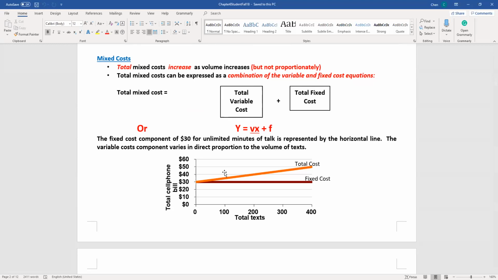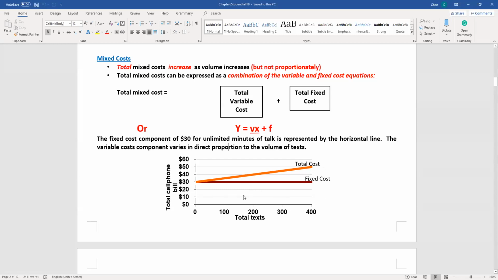So for example, there's a cell phone plan where the fixed cost is $30 for unlimited talk, but you have to pay extra if you send texts. So this is a fixed cost of $30 you pay, and if you don't send any texts, then your total cell phone bill will stay constant at $30. But if you start to send texts, the more texts you send, the more the total cost will be.